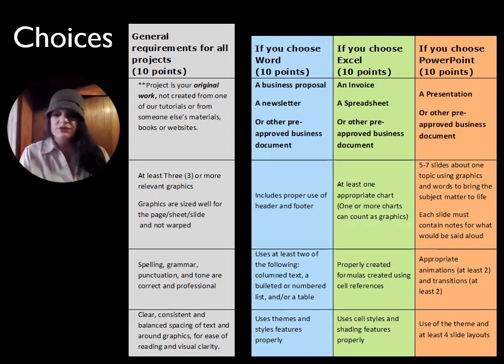What you need to do is choose from one of these three, although some people do like to go quite overboard and do multiple ones, and that's fine, but you're only required to create one. And it needs to fulfill the requirements that are listed in the rubric. So all projects must fulfill the first 10 points so that they have graphics that are relevant, correct spelling and grammar, consistent spacing, etc. And then you'll need to look at the specific project on the rubric and figure out what you need to cover for that.